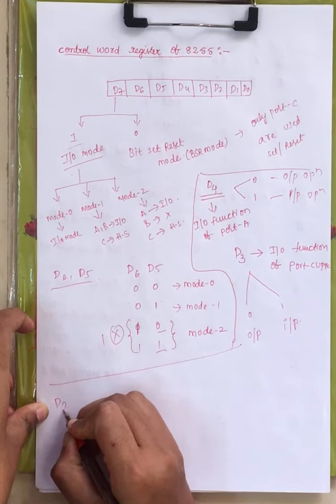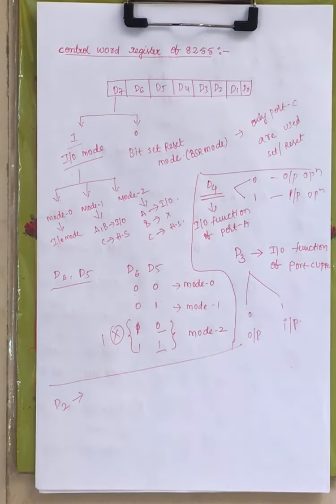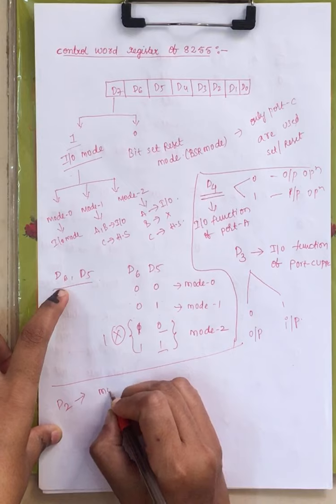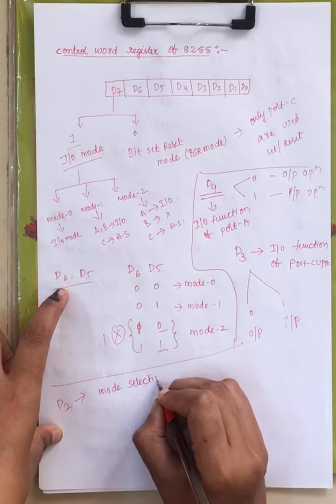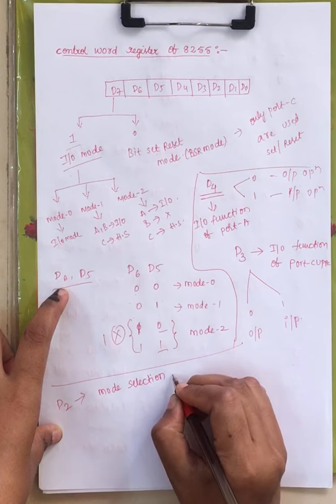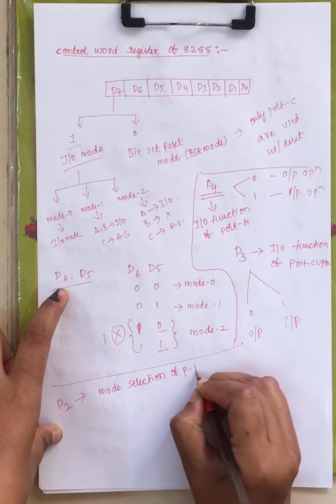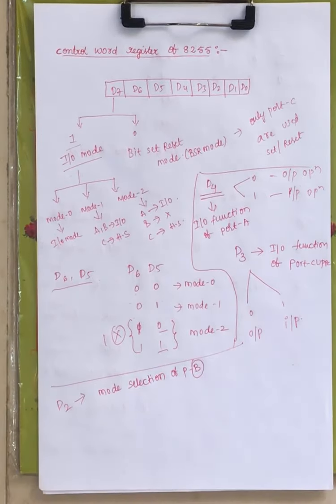And next we have the D2 bit. Now this is the mode selection bit of port B. D2 bit will specify the mode selection of port B.